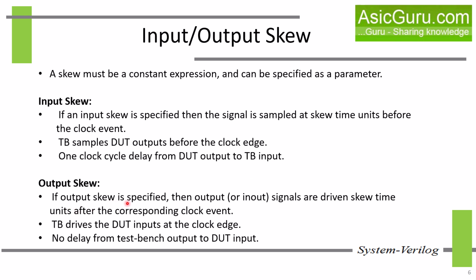If output skew is specified, it means our signal is driven skew time units after the corresponding clock event. So in this case, the test bench drives the DUT inputs right at the clock edge, and there is no artificial delay between the test bench output and the DUT input.